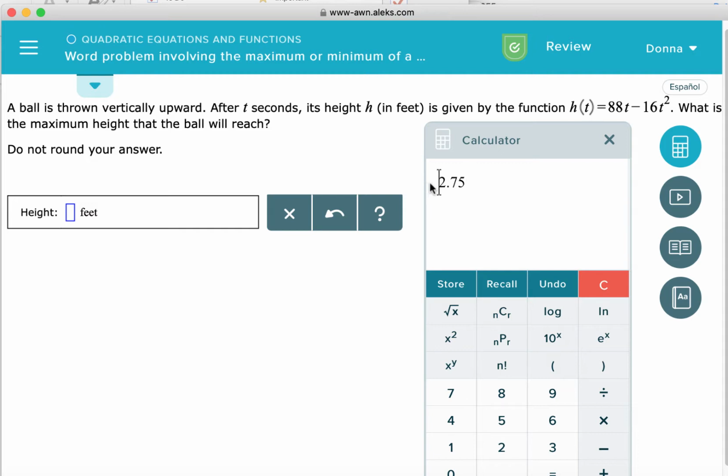So we're going to have 88 times 2.75, and you could use the times symbol rather than using parentheses, minus 16 times 2.75 squared. So we've just replaced t with 2.75 in our equation. And so we get a height of 121 feet.